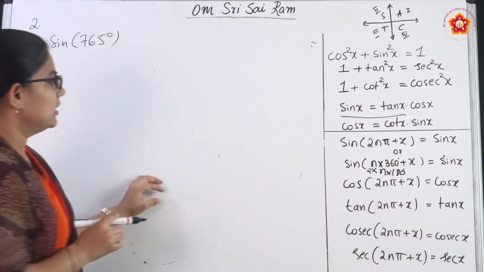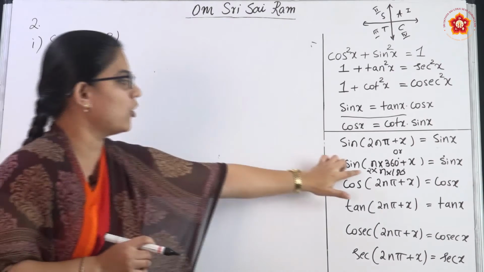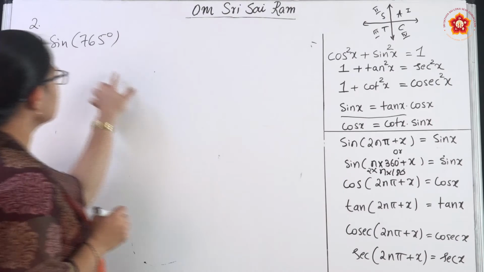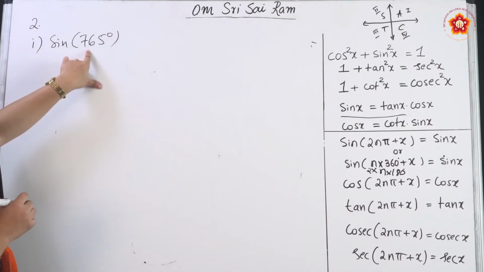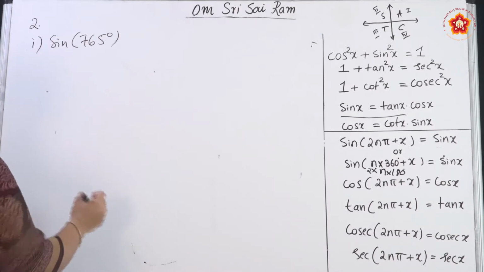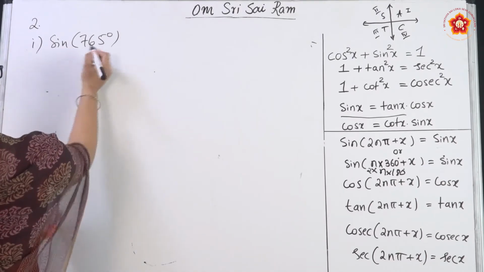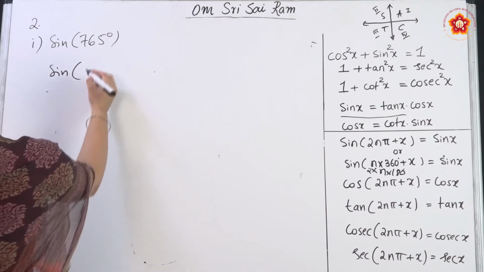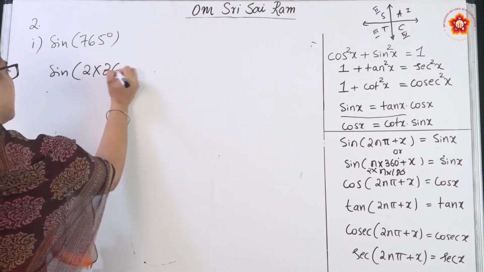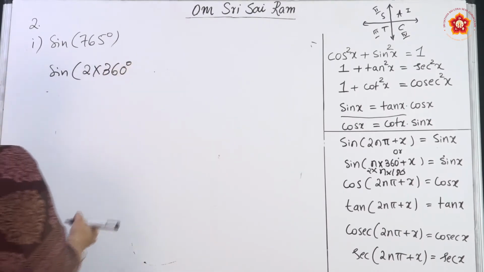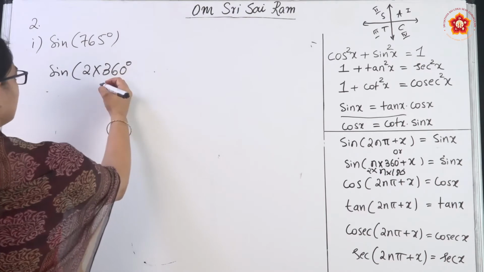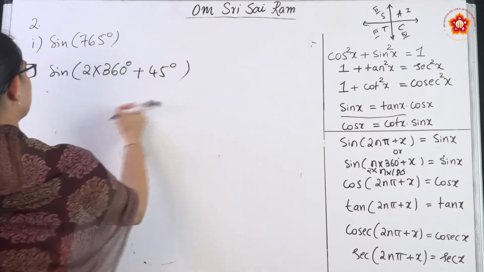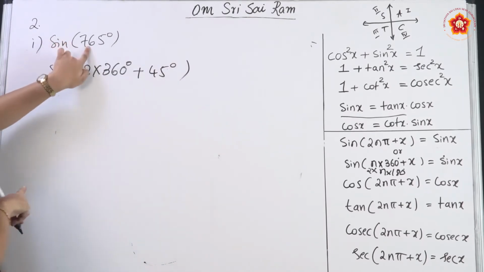So what shall we do? Let us bring this 765 degree to that form, okay. That is, we have to get a multiple of 360 which is near to 765, okay, plus whatever angle is remaining. So we have sine of 765 degree and we can find the nearer value, that is, what is 2 into 360? That is 720, right? So we have 720 plus some, right, 45 degrees. So 720 plus 45, you will get it as 765 degrees.